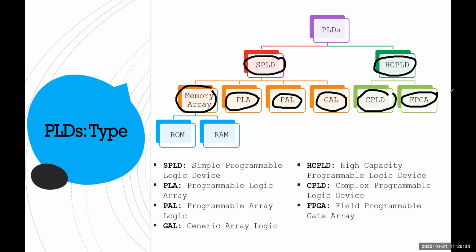You understood what I have said? Yes, sir. Okay. Memory array can be divided into two types again. ROM, read-only memory. RAM, random access memory. Now you already know it.